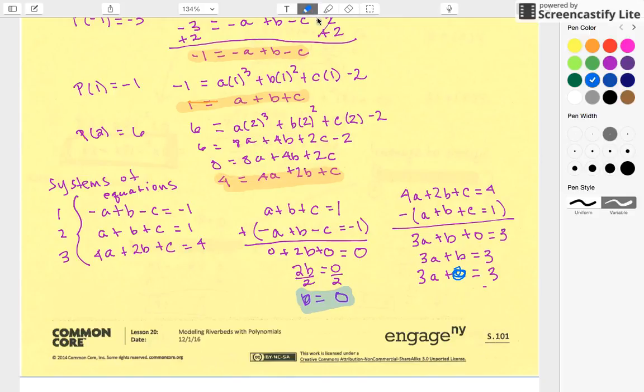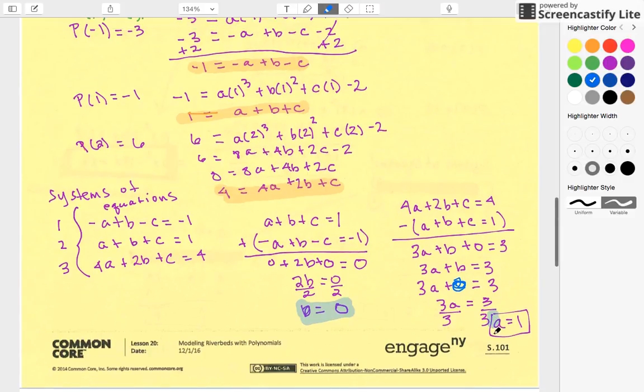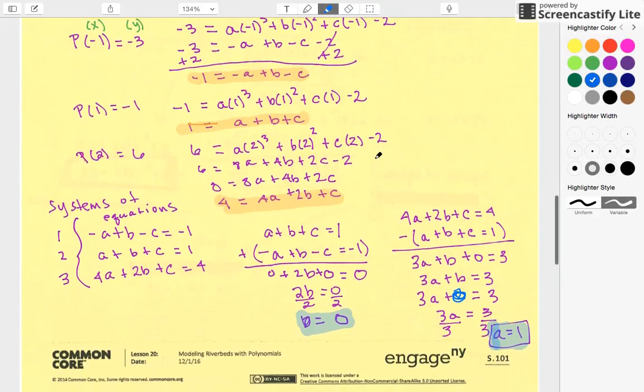So right here, instead we'll get 3a equals 3. Divide by 3 to isolate a, and so therefore a equals 1. All right, there we go, way better. So here is our a value. And the last piece is really easy.